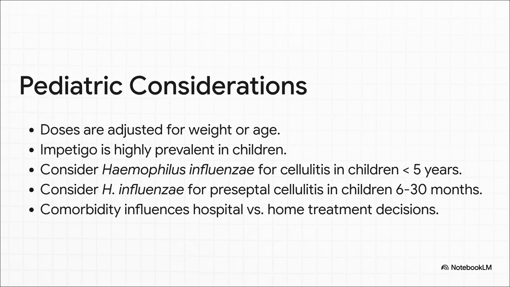Now, treating kids is a bit different. It's not just about adjusting doses for weight. Their potential pathogens can be different too. For example, if you see cellulitis in a child under 5, especially around the face, you absolutely have to have Haemophilus influenzae type B on your differential, particularly if their immunization status is unclear. This completely changes your empirical antibiotic choice.